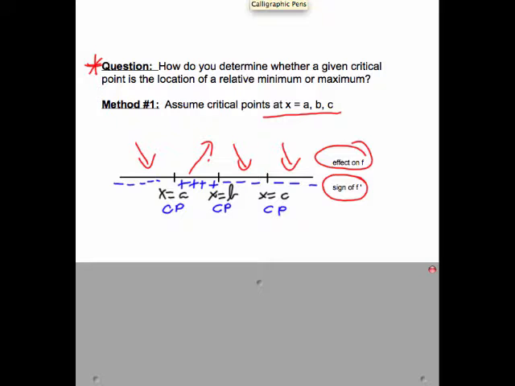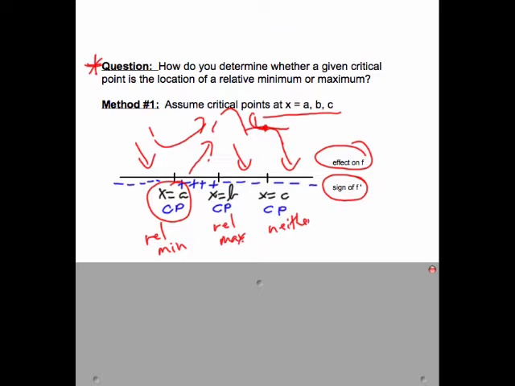Well, if you think about it, if a graph is decreasing and then it's increasing, there must have been, right here, a low point. This would be the location of a relative minimum. If the graph is going up and then going down, this must be the location of a relative maximum. We have the graph going down here, and then we have the graph continuing to go down, even though there was a critical point. So the derivative might have been 0 there, for example. Okay. Well, at this critical point, there is neither a relative max or a relative min.